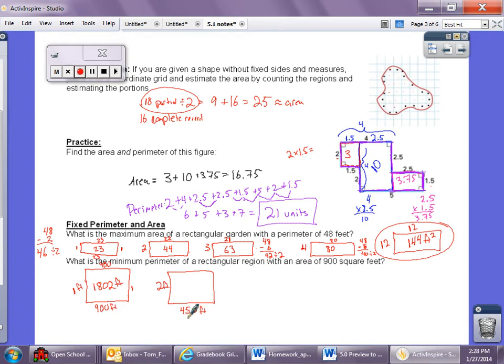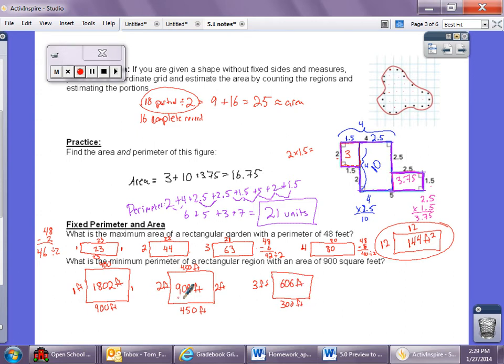So 2 times 450 is 900. That means this is 450 here. That'll give us 904 feet. And we can do this for 3 feet. So 3 feet by 300 feet. Well, that'll give us a perimeter of 606 feet.